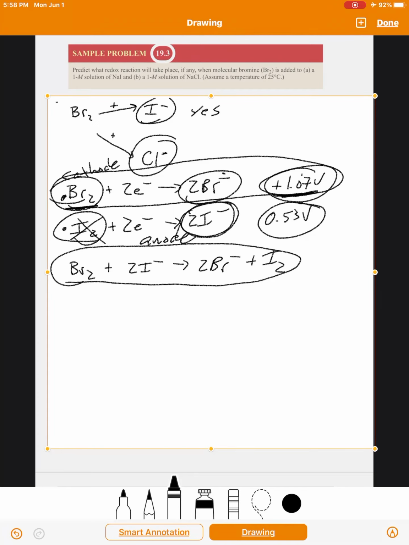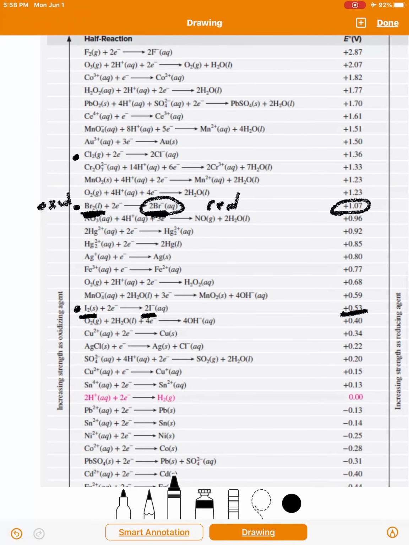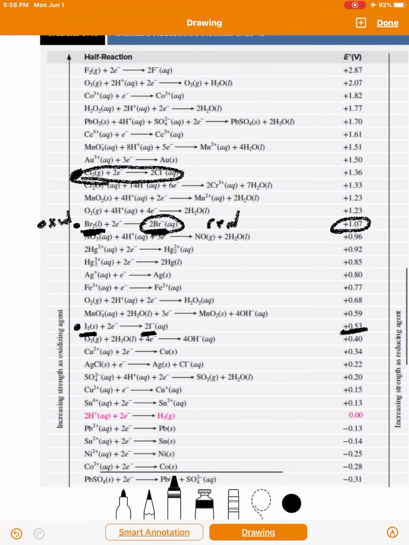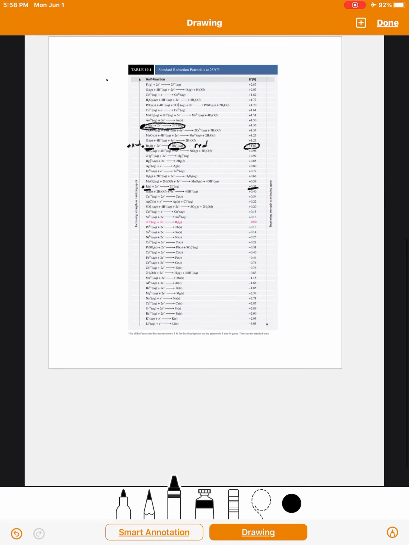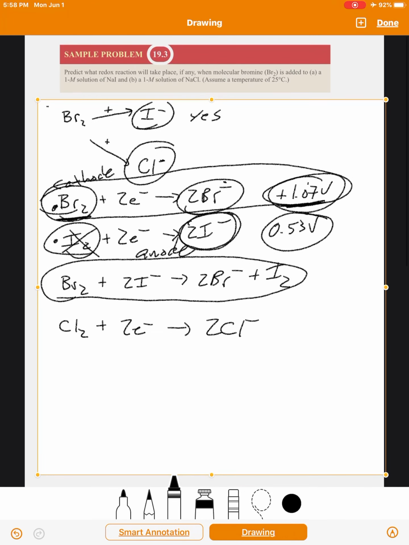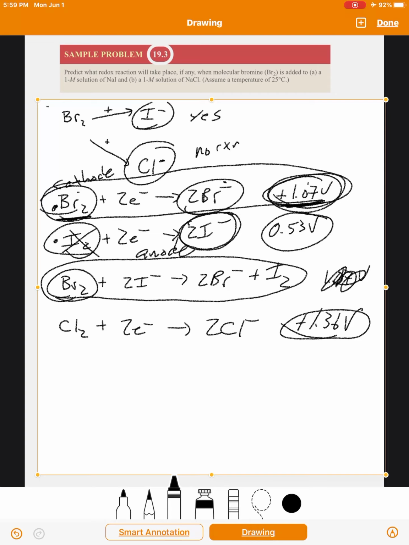But now what about the other one? What about the chloride? The problem here is that chloride is higher up than bromine. So this one's going to be the cathode. The issue is, can the bromine react with chloride? I forgot to write down the voltage, sorry. The voltage there is 1.36 volts. Now, here's the issue. This one's lower down, at 1.07. This one's 1.36. So the bromine cannot oxidize the chloride. So you get no reaction here. Okay, so there's your answer.